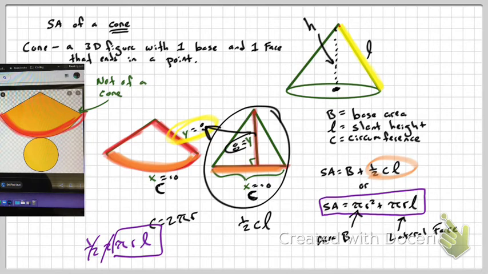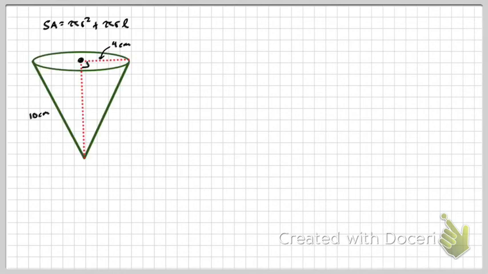Let's do 2 examples, and then we'll be done. Okay, so again, there's our formula just for a reminder. So here's our cone, right? So the first thing I want to do is, okay, well, I know my slant height's 10. That makes our life easier. They give it to us.